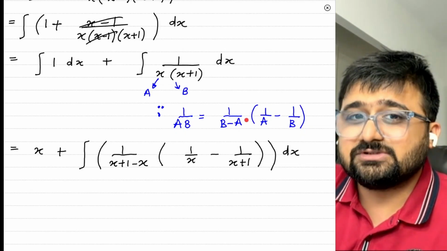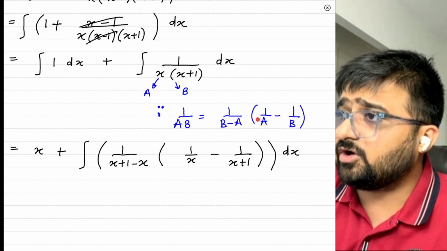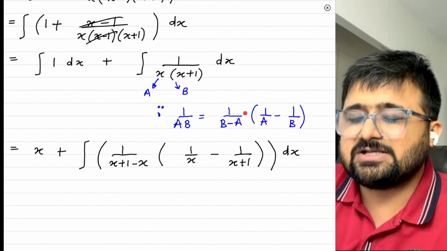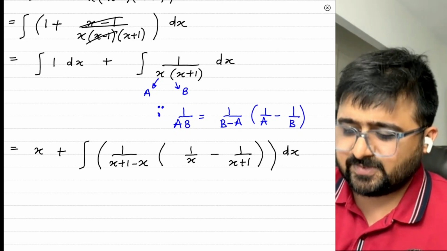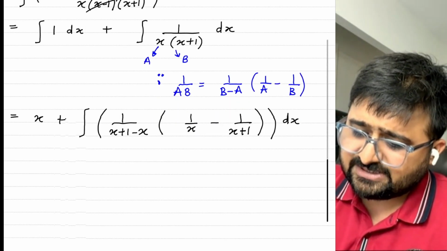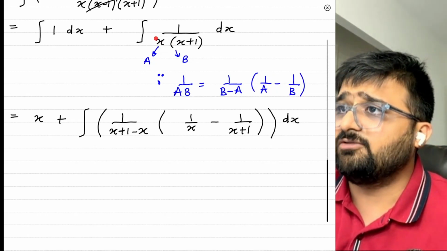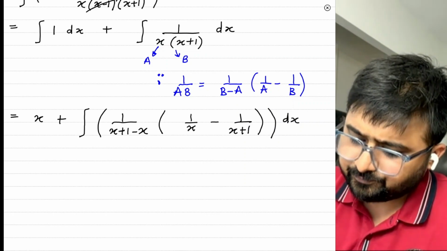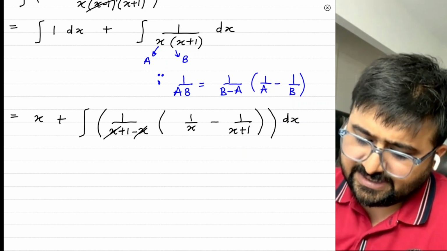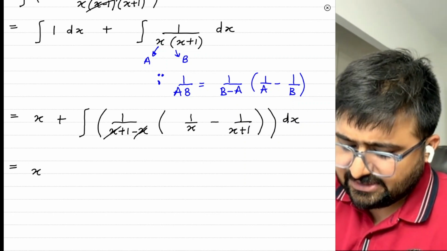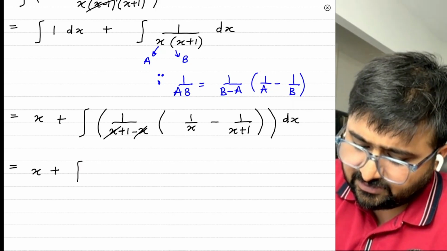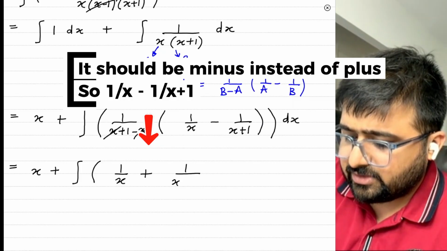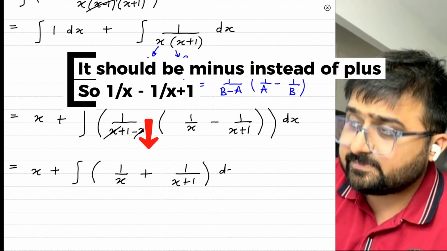If you want to see the math of this formula, just cross multiply here. So you have b minus a divided by ab. So the left hand side will be equal to the right hand side. It's a basic algebraic formula that we generally use as a shortcut of partial fractions whenever the coefficients of x are the same in the denominators. This x and this x will get cancelled. So you have basically x plus the integral of 1 over x minus 1 over x plus 1 with respect to x.